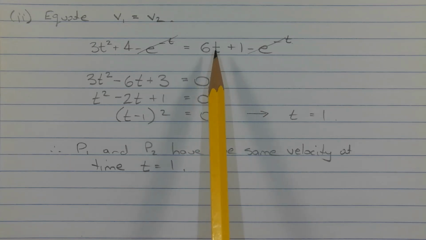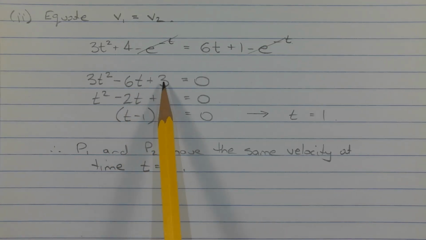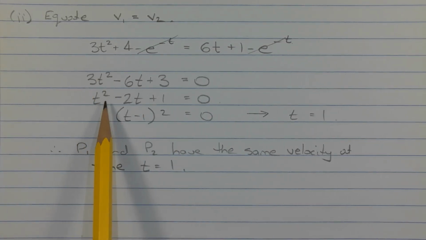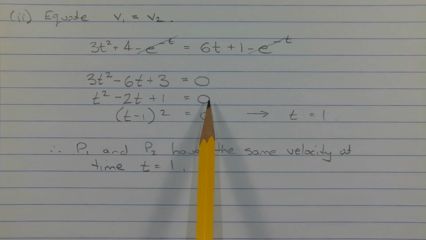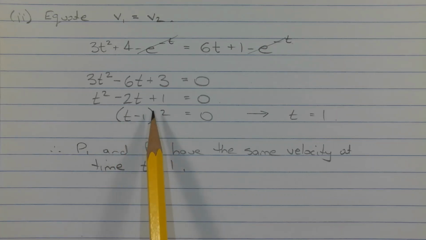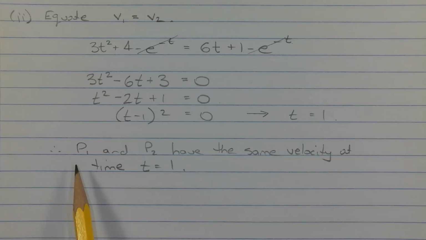Now I'm going to move 6t plus 1 over to the left-hand side to form a quadratic equation. So we have 3t squared minus 6t plus 3 is equal to 0. Dividing all terms by 3, we get the monic quadratic equation t squared minus 2t plus 1 equals 0. Now if you notice on the left-hand side, we have a perfect square, which can be factorized as t minus 1 in brackets to the power of 2 equals 0. So t is equal to 1. Therefore, particles P1 and P2 have the same velocity at time t equals 1.